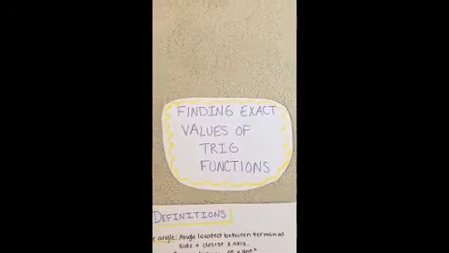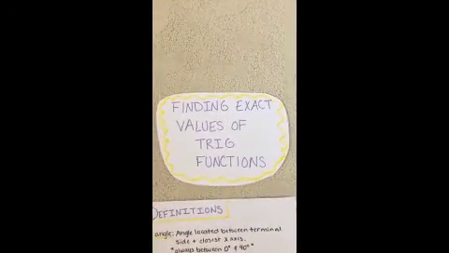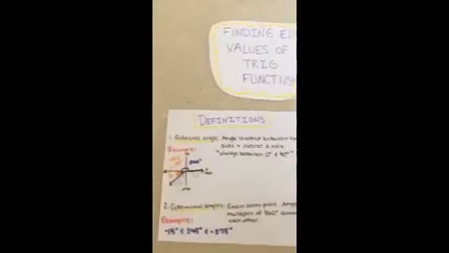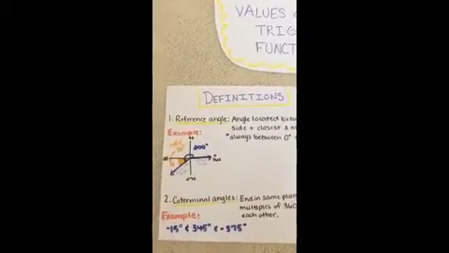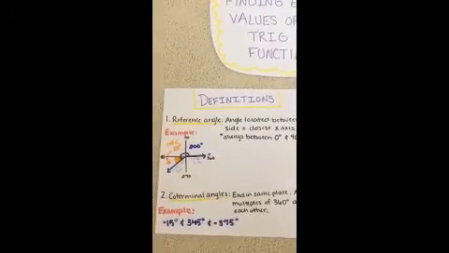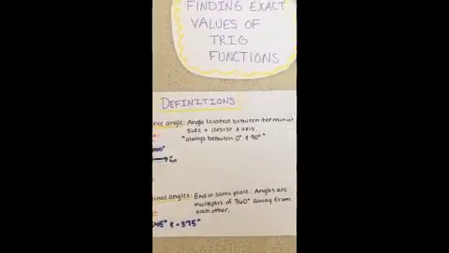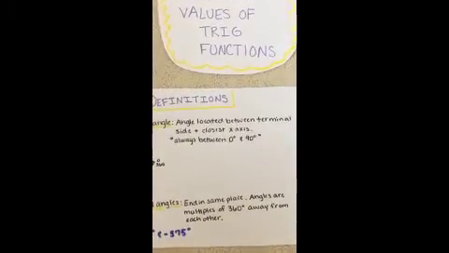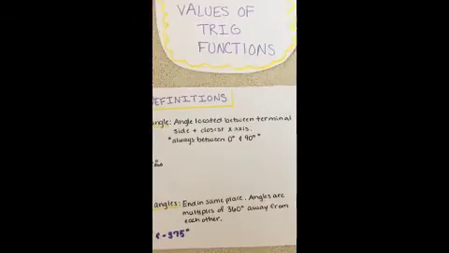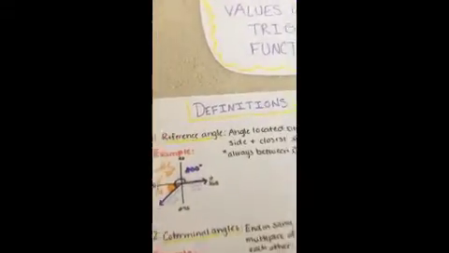In our video, we will be discussing how to find exact values of trig functions. Let's first start off with some definitions. First is a reference angle. A reference angle is an angle located between the terminal side and the closest x-axis. It is always between 0 and 90 degrees. Here's an example of one.